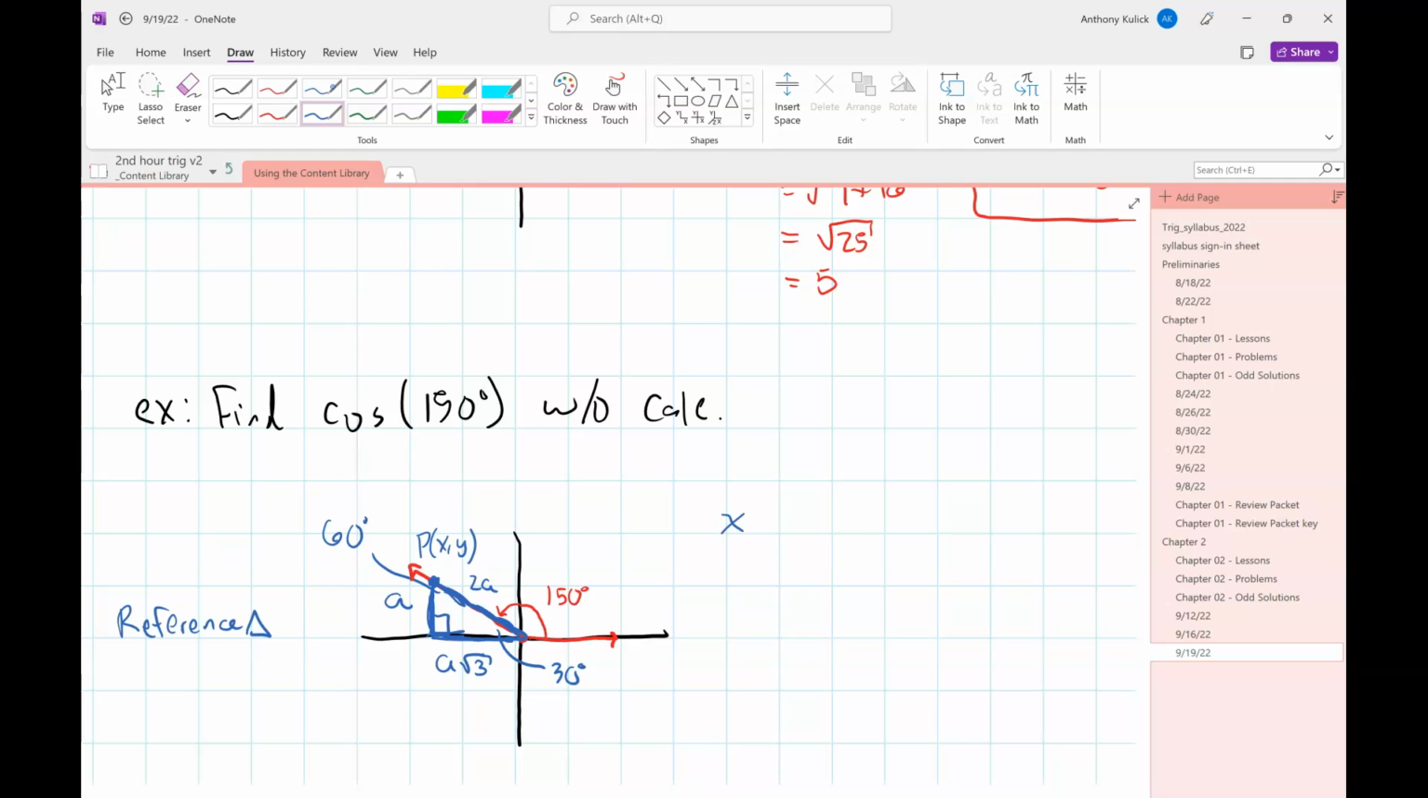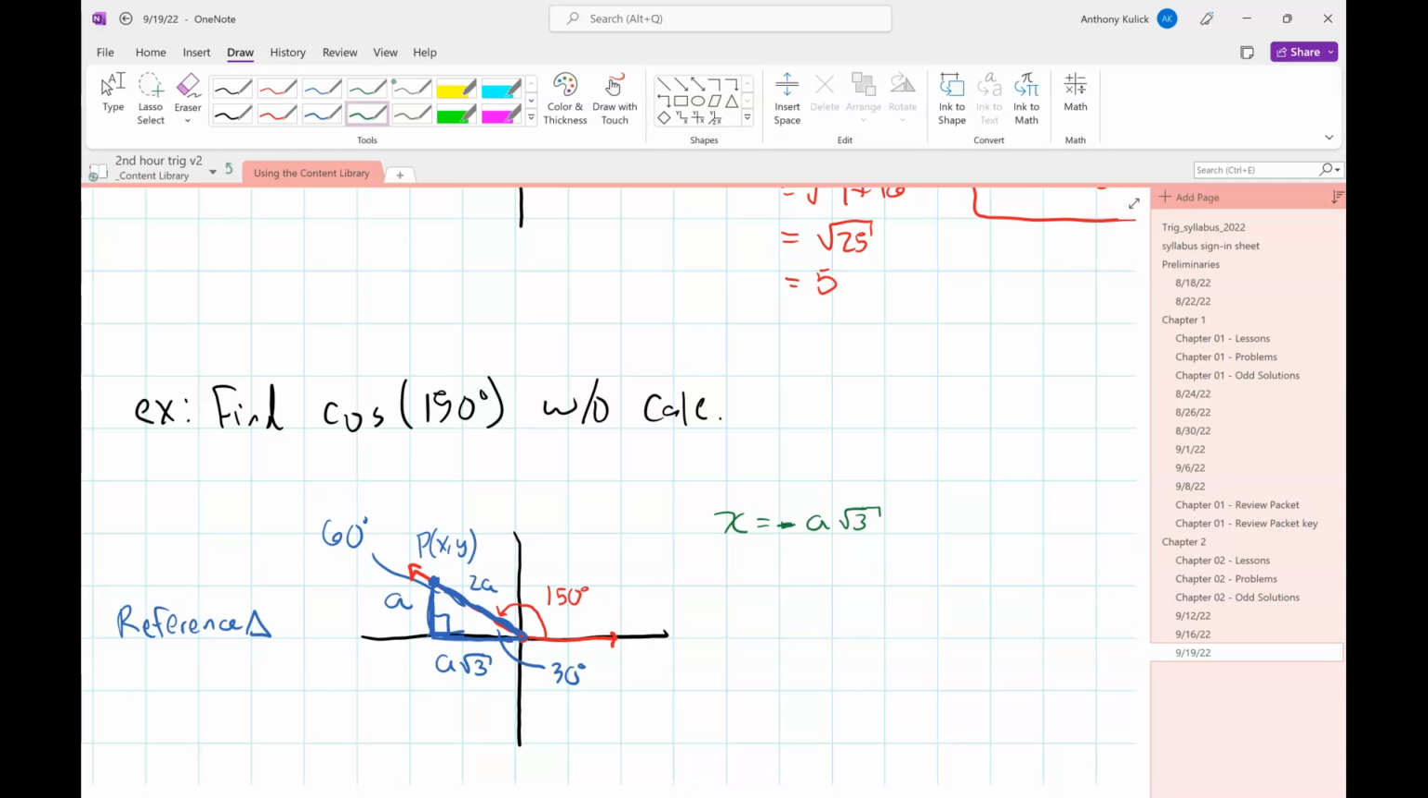Okay. So what's my value for x here going to be? What do you guys got? A square root 3. Almost. What quadrant are we working in? Yeah, we're in the second quadrant.